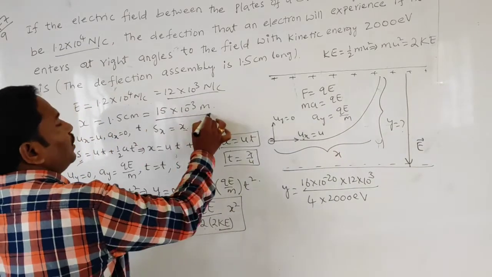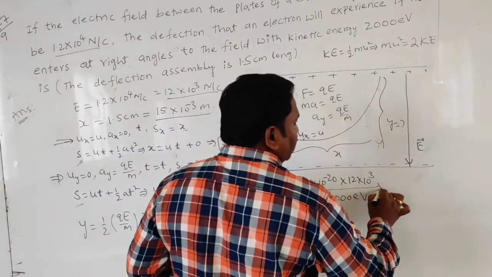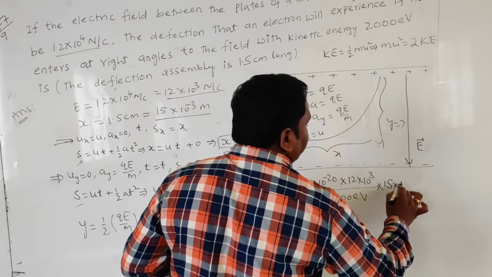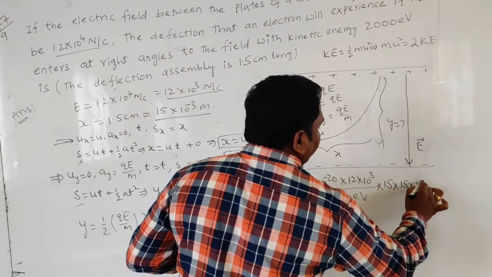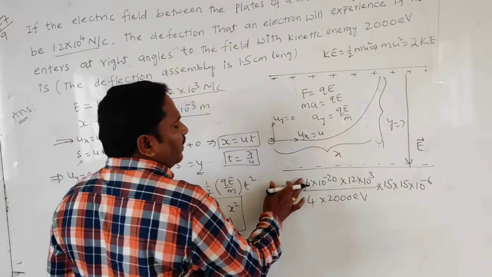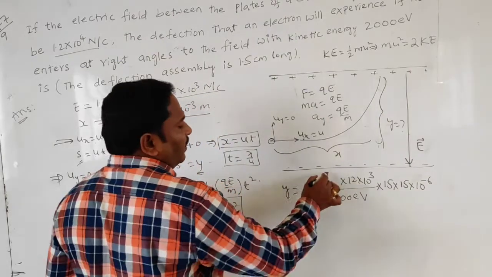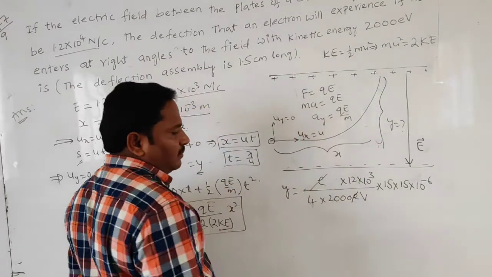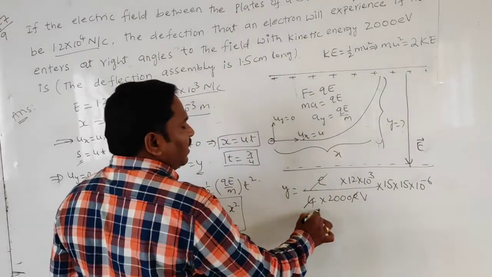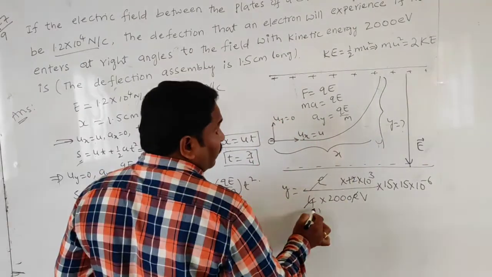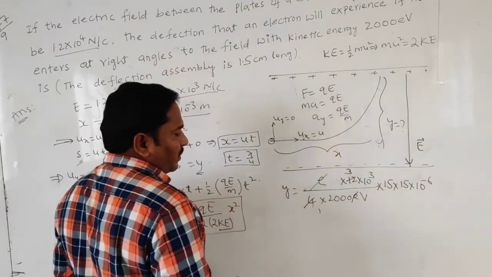So here x equals 15 into 10 power minus 3. So we can write it is 15 into 10 power minus 6. Here we can write the charge of electron is E. Now E cancels.